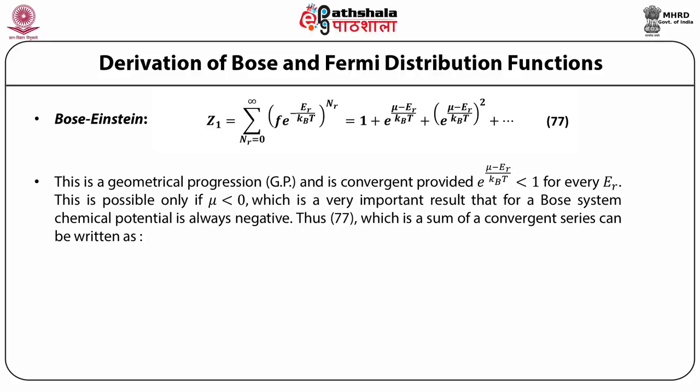This is possible only if mu is less than 0, which is a very important result, that for a Bose system, chemical potential is always negative. Thus, Z1, which is a sum of a convergent series, can be written as Z1 is equal to 1 upon 1 minus e raised to power mu minus er upon kBT.